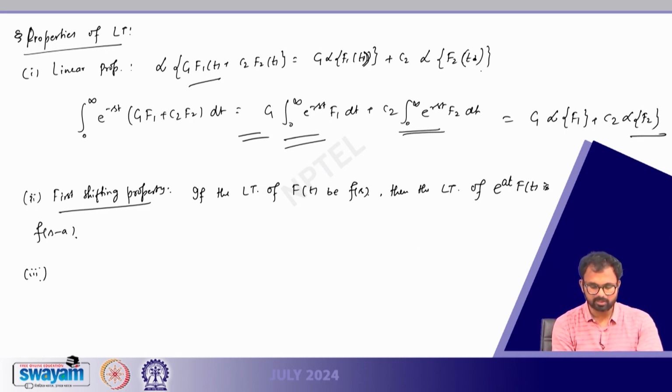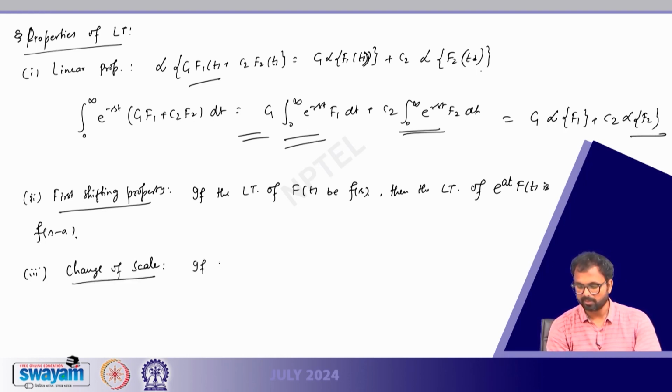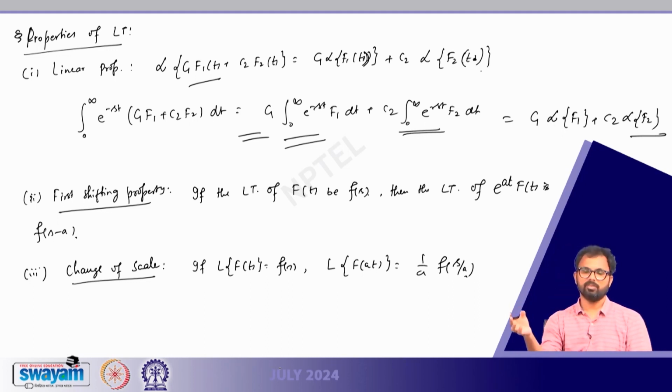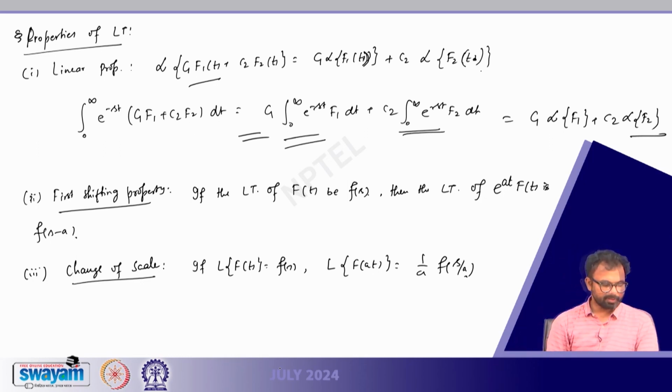The third property is the change of scale property. Change of scale says that if the Laplace transform of f(t) is equal to F(s), then the Laplace transform of f(at) will be 1 by a times F(s by a). This helps when you have some constant times t, let's say sine of 5t, or sine of 3t. Then you can use this formula and determine it, right? So this is the change of scale property.